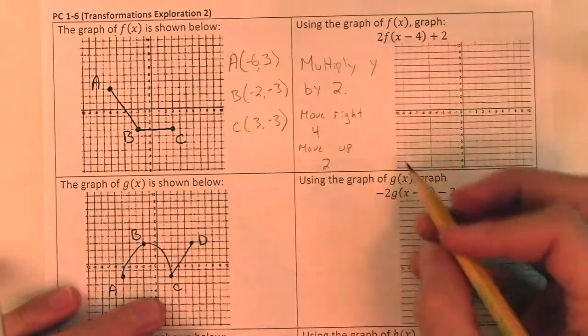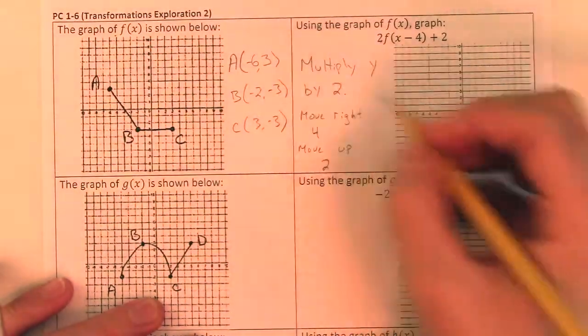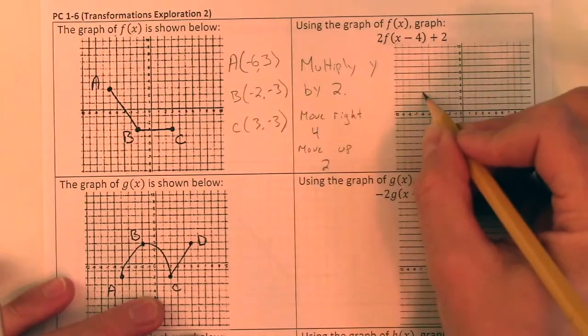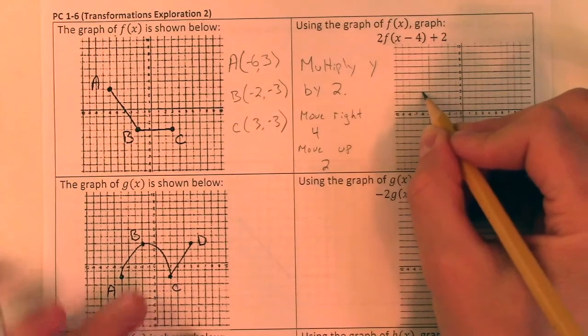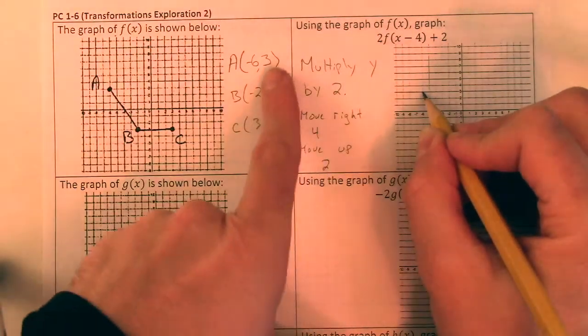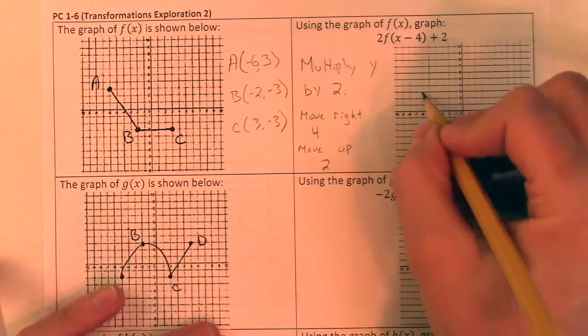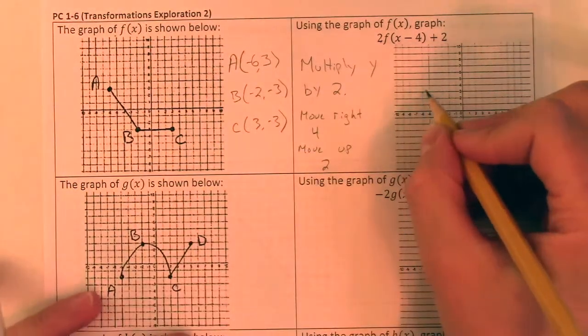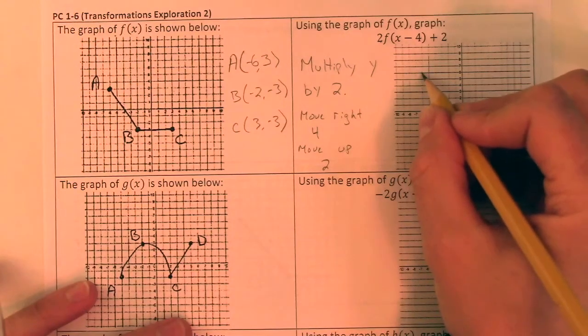And the way that I do it is I start off with my original coordinate, my pencil point on that spot. So -6, 3 would be right here. And now I need to follow all these steps. So multiply y by 2. Well, that means that my y coordinate would change to +6. 3 times this 2 would give me +6. So now I'm at -6, +6.